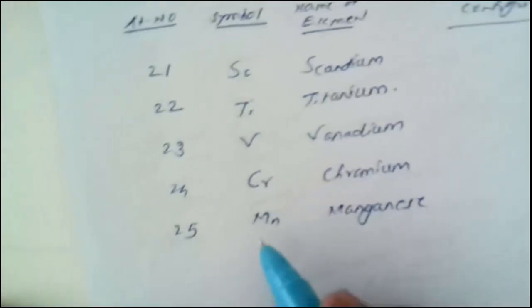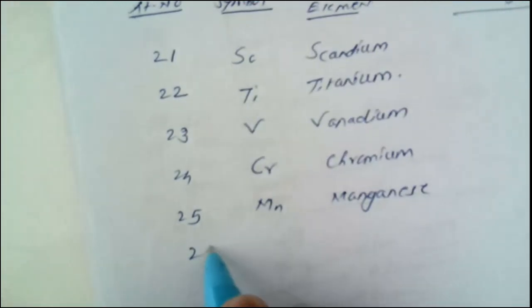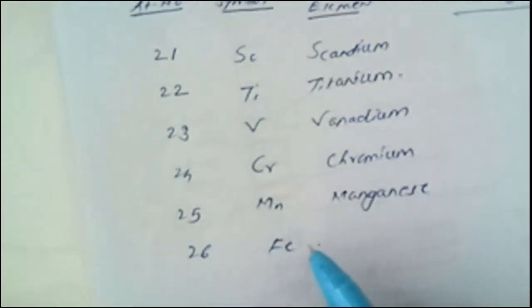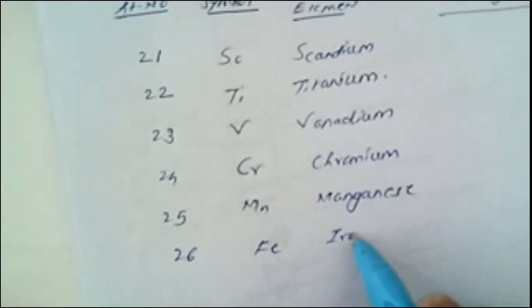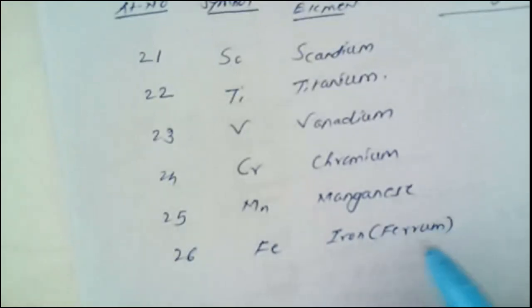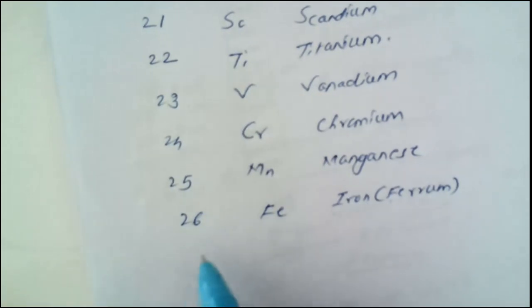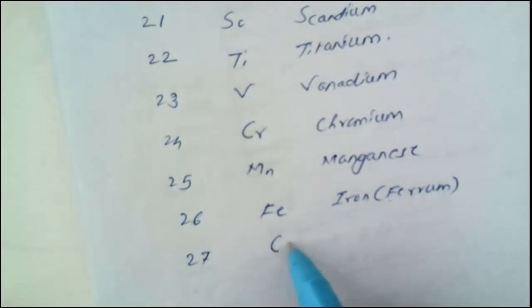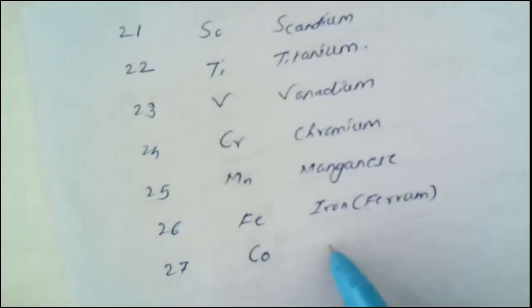So there is a large difference between manganese and magnesium. Don't make confusion. Then the sixth member, symbol is Fe. Name of the element is iron, or if you want, you can write ferrum, from which the symbol Fe is derived. Then the 27th member is Co. You have to write C capital and o small. The name of the element is cobalt.